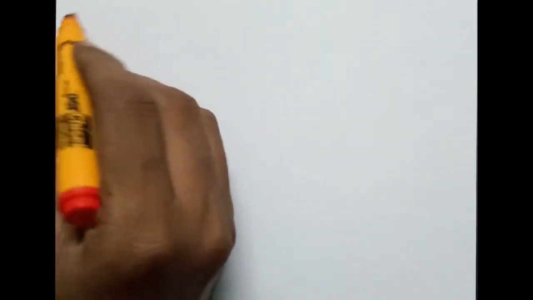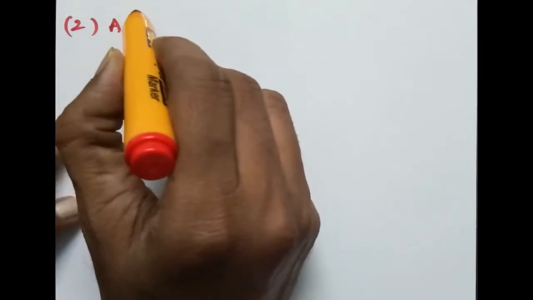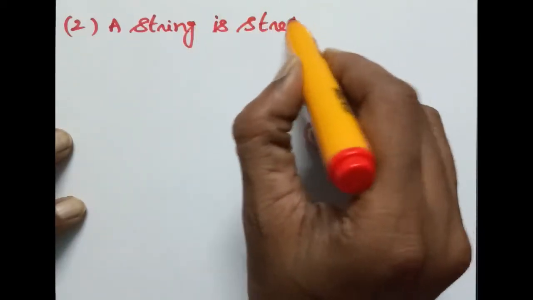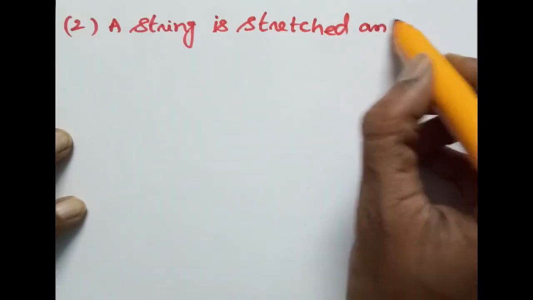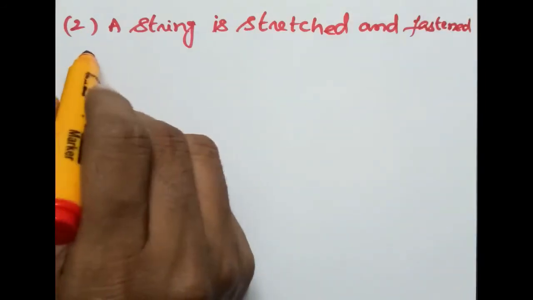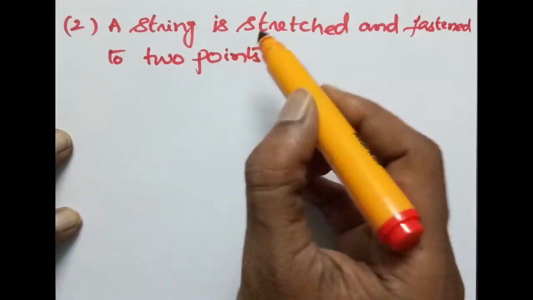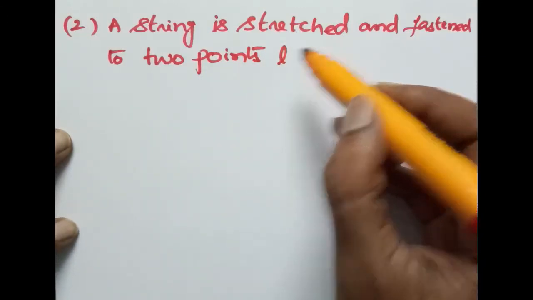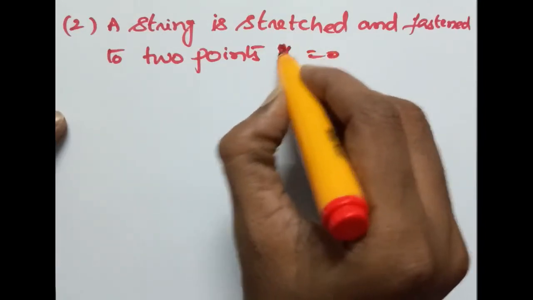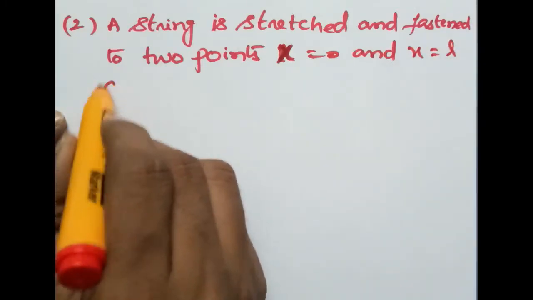Now problem number 2. A string is stretched and fastened to 2 points L, x equal to 0 and x is equal to L apart.